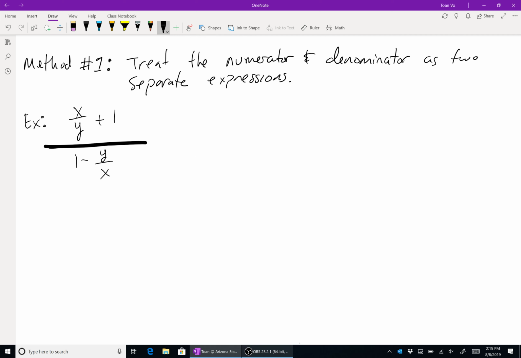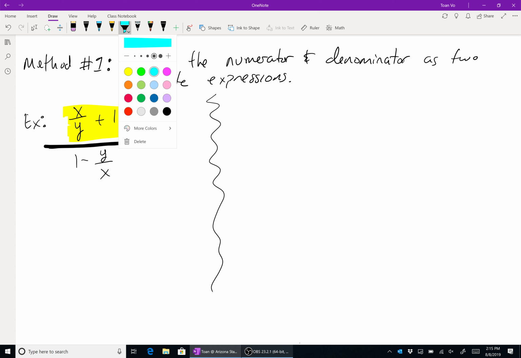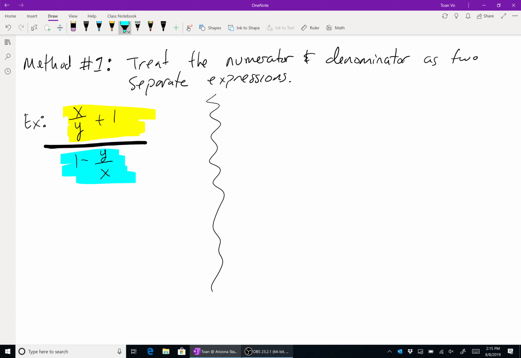So if you want to simplify this using this technique, I'm going to get some scratch space here. You sort of have to treat the entire numerator as one separate problem, and the whole denominator as one separate problem. And you just do them, well, separately. So let's just look at the numerator here, the yellow part. We have x over y plus 1. Well, gee, isn't that just adding a fraction? That's stuff we did yesterday.